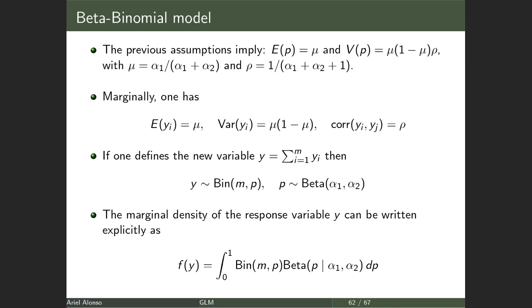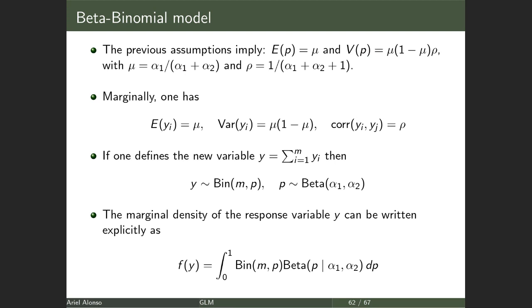And well, what does that mean? Well, the expected value of this P, this probability, is going to be mu, and this mu is given in this way, depending on alpha 1 and alpha 2. The variance of this P is given here, where mu is as before, but this rho parameter here is given in this way. And observe that this rho is actually positive because alpha 1 and alpha 2 are always positive. Now, what does all this mean?